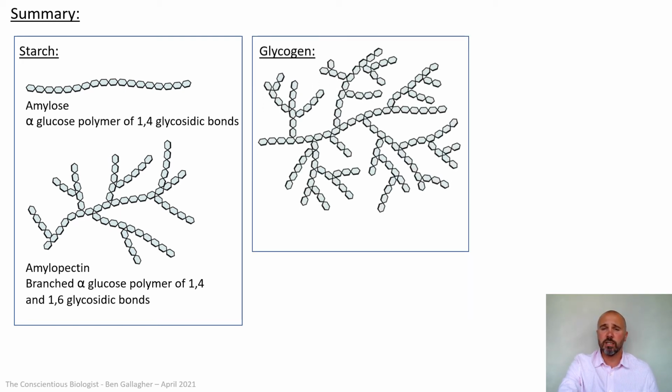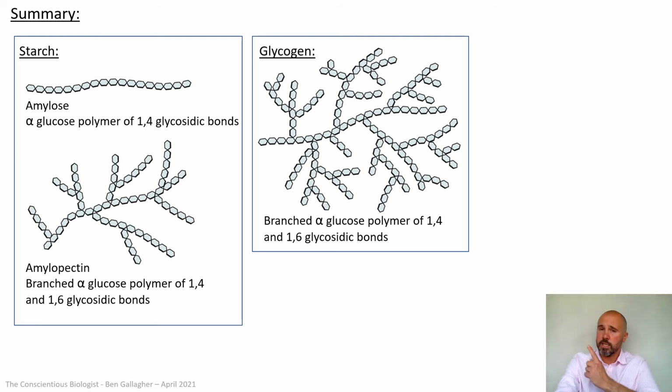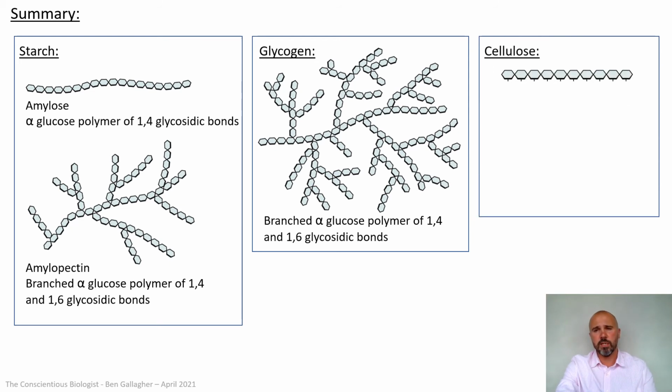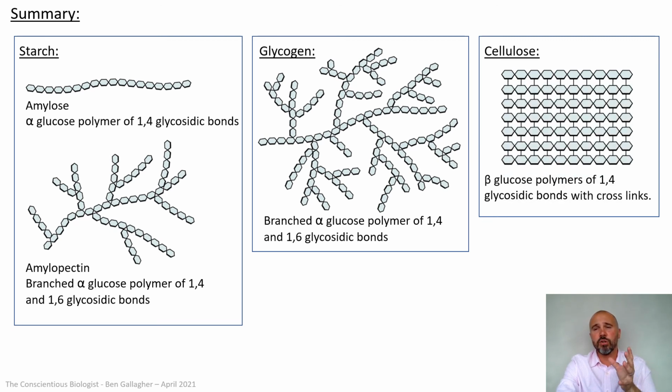bonds. Glycogen is the same as amylopectin, but much bigger and much more highly branched, which you can see on this diagram. But look at the descriptions, they're the same. It's still a branched alpha glucose polymer of 1,4 and 1,6 glycosidic bonds. It's just that glycogen is much bigger. Contrasting that with the last one then, with cellulose, cellulose is these much straighter chains. It's a beta glucose polymer, 1,4 glycosidic bonds, but remember they can make these cross links with other straight chains to form this much better kind of mesh that's perfect material for building plant cell walls.